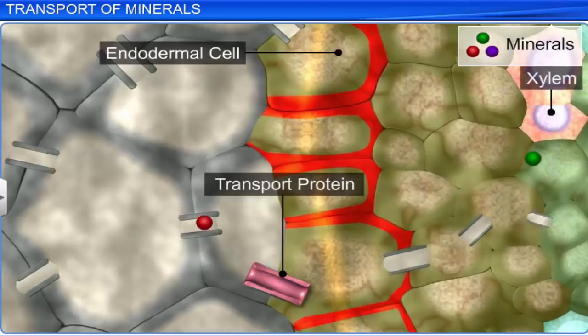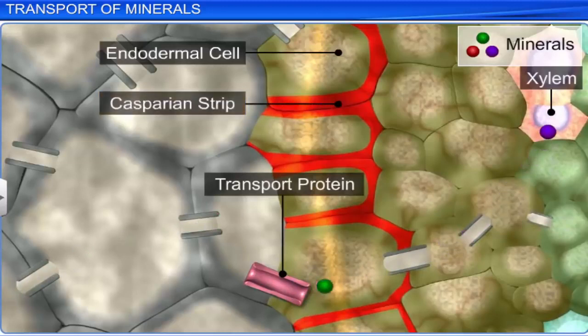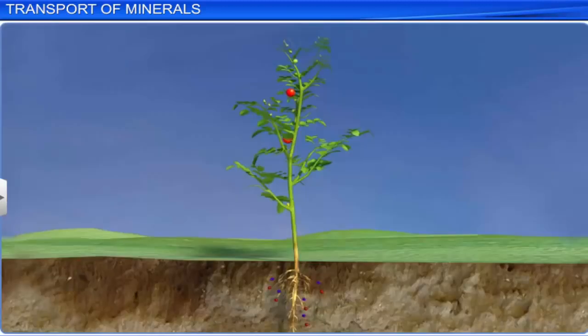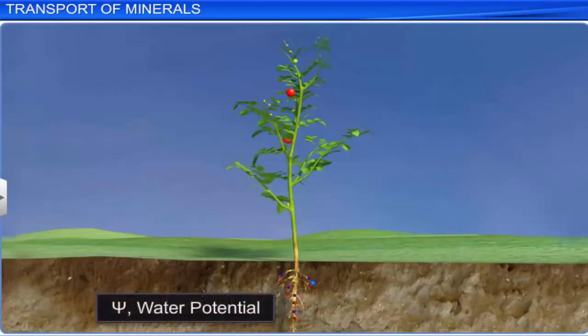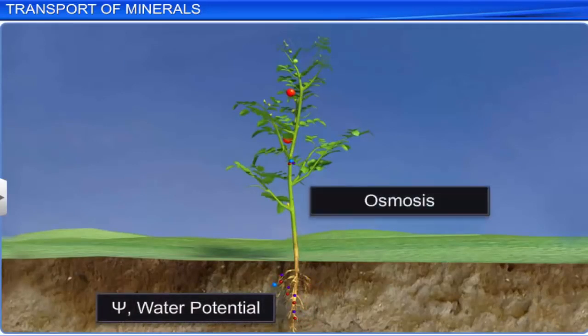Also, due to the presence of the suberin layer of the Casparian strip, the root epidermis can transport ions passively in one direction only. The active uptake of ions causes a water potential gradient in roots, which results in the uptake of water by osmosis.